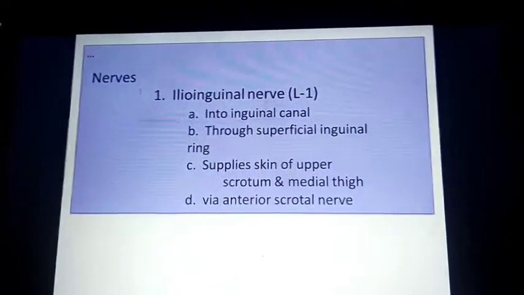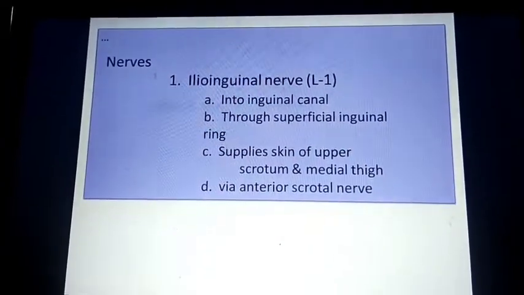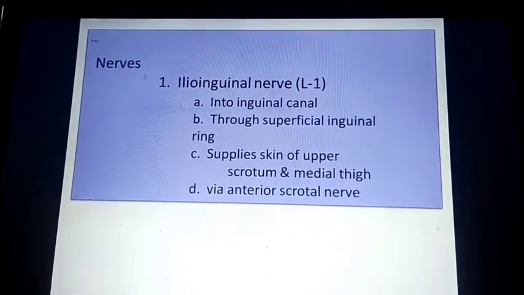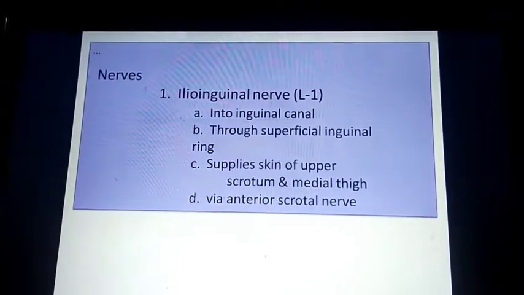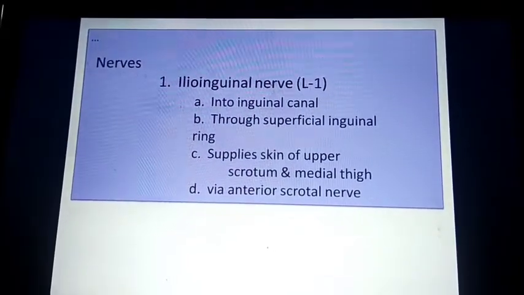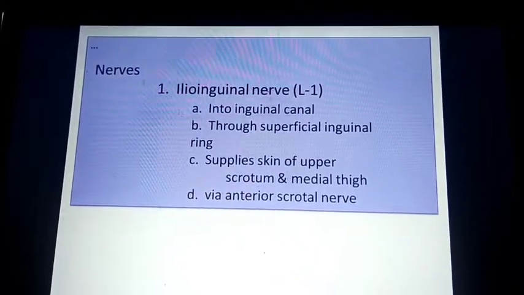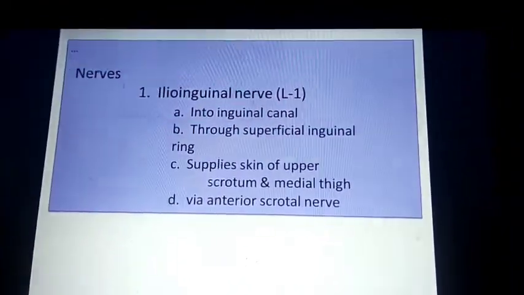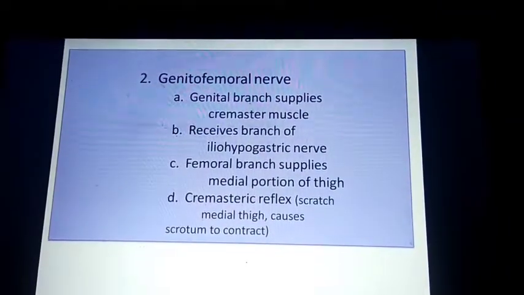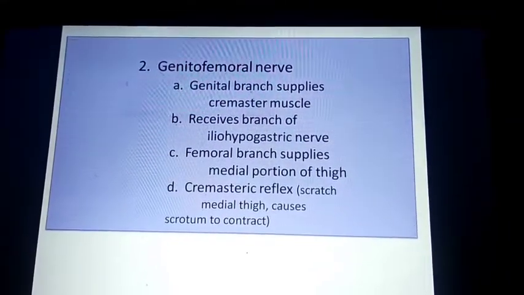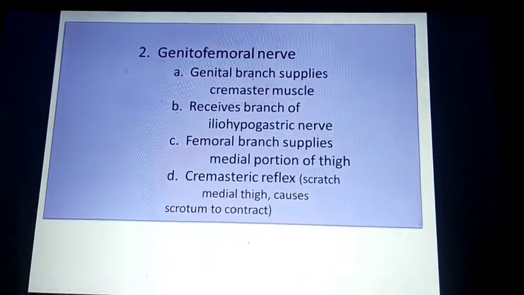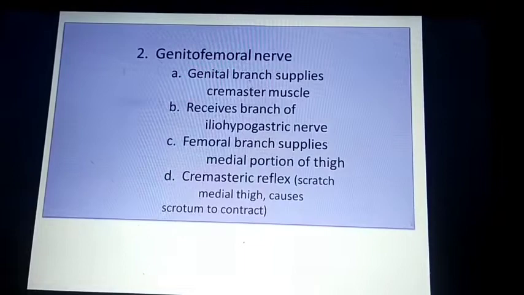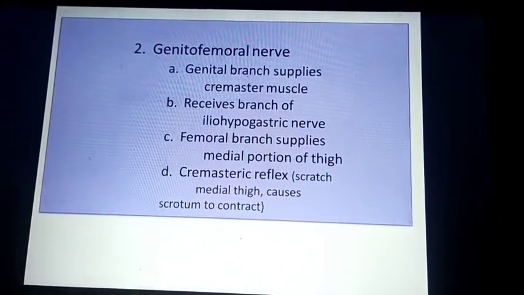Nerves: the ilioinguinal nerve comes from the inguinal canal through the superficial inguinal ring and supplies the skin of the upper scrotum and medial thigh via the anterior scrotal nerve. Genitofemoral nerve, it is a branch. The genital branch supplies the cremaster muscle, and receives branches of the iliohypogastric nerve. The femoral branch supplies the medial portion of the thigh.